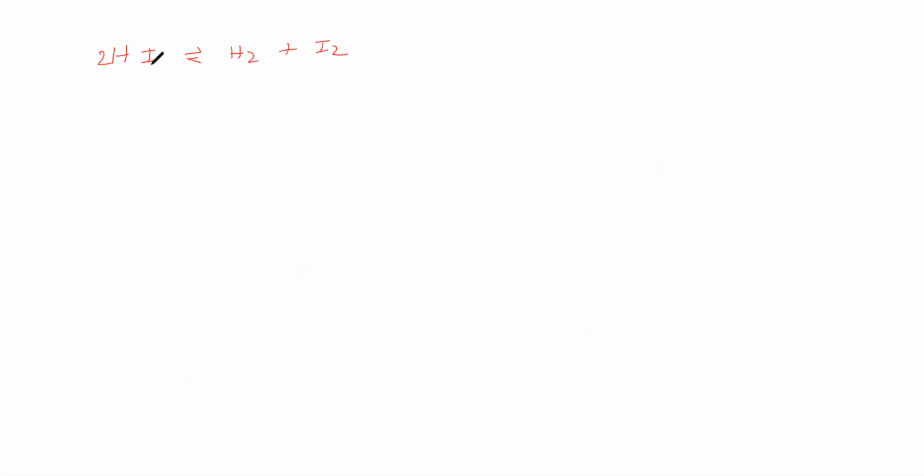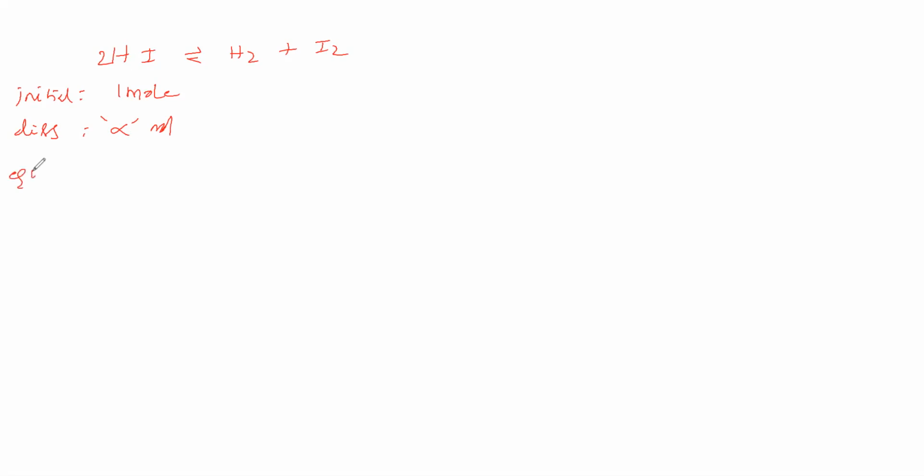Okay. So initially let us take 1 mole of HI. So how much will dissociate? Alpha moles will dissociate. The degree of dissociation will dissociate. If initial is 1 mole, then the amount dissociated will be the degree of dissociation.